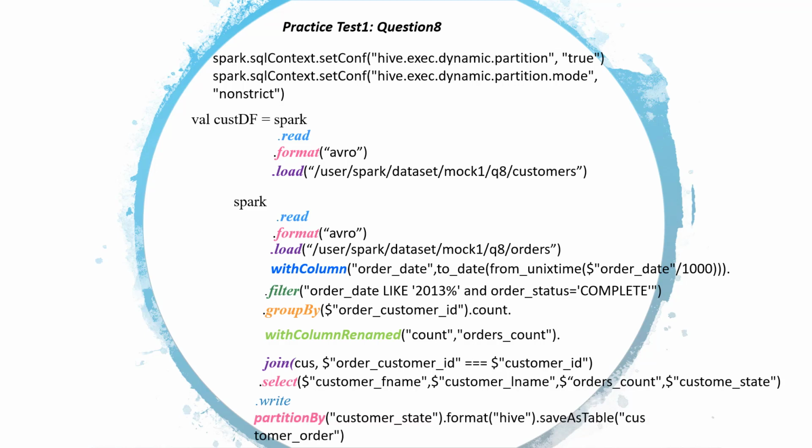Okay, and then finally I just have to say dot partitionBy, and the name of the column in which I wanted to partition my data. So here it is customer underscore state. Then we have to say dot format, format is Hive, and then we have to say dot saveAsTable and the table name in which we wanted to save our result. So this is my entire solution for question number 8.